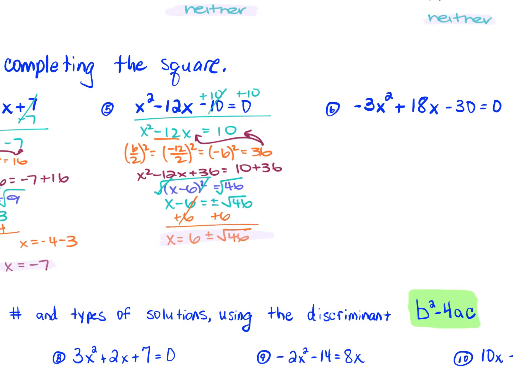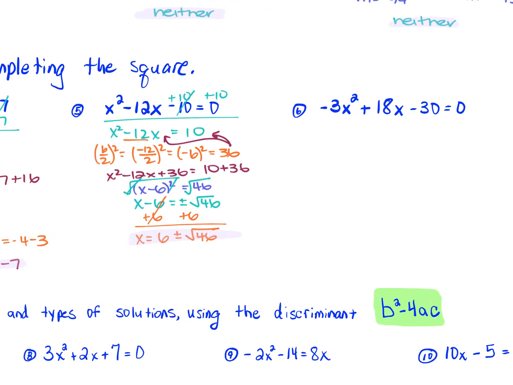For 6, we have negative 3x squared plus 18x minus 30 is equal to 0. To first solve this by completing the square, you have to get x squared to have a 1 as a coefficient. So you're going to have to divide everything by that negative 3. It goes out front to give you negative 3 times x squared minus 6x plus 10 is equal to 0.